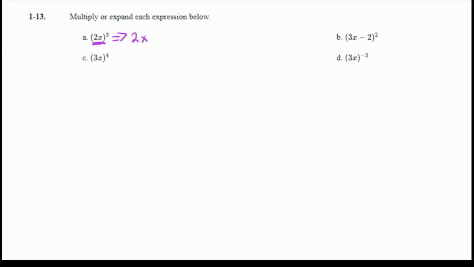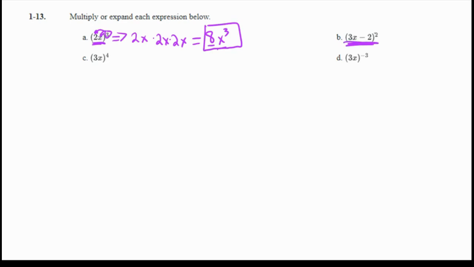But in this case, 2x to the power of 3 is multiplying itself by itself 3 times. 2 times 2 times 2 would be 8. x times x times x would be x to the power of 3. Now, using the rules here, I'd really kind of like distribute this exponent here. 2 to the power of 3 is 8. x to the power of 3 is x cubed. So again, I'm going to be using the rules here.